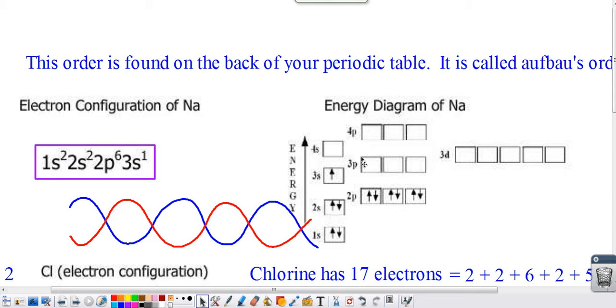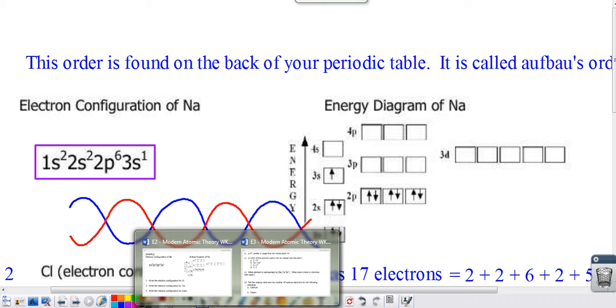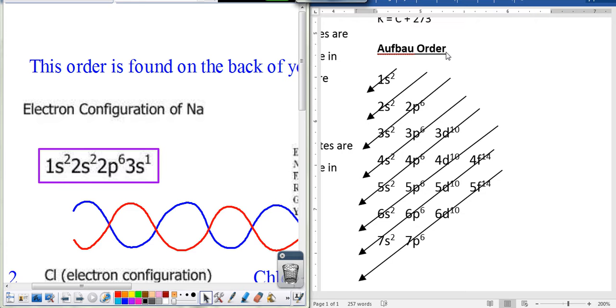Sometimes we even see energy diagrams, and we always start with the lowest energy, 1, 2, to the next energy, 2, 2, 3, 4, etc. And we do this by following Aufbau's order. On the back of your periodic table, you find Aufbau's order, and this is the order in which electrons always fill up around a nucleus. This pattern is consistent. It's been developed and tested and tested and tested, and they always fill up in the exact same pattern, which is on, like I said, the back of your periodic table.